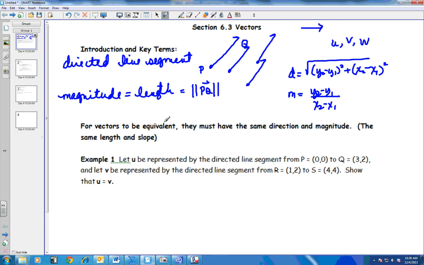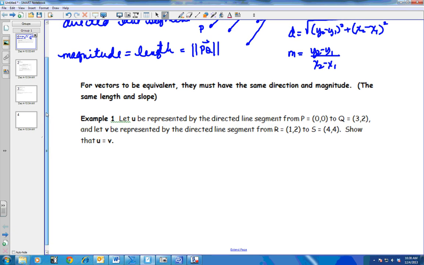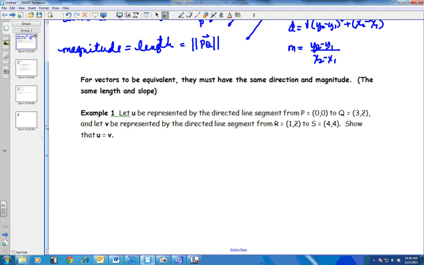So for vectors to be equivalent, they must have the same direction and the same magnitude, or the same length and the same slope. So let's do number 1 together. Let u be represented by the directed line segment from the point P(0,0) to point Q(3,2). And let v be represented by the directed line segment from R(1,2) to S(4,4). Show that u equals v. So in order to show that two vectors are equal, they have to have the same length or the same magnitude, and they have to have the same slope.